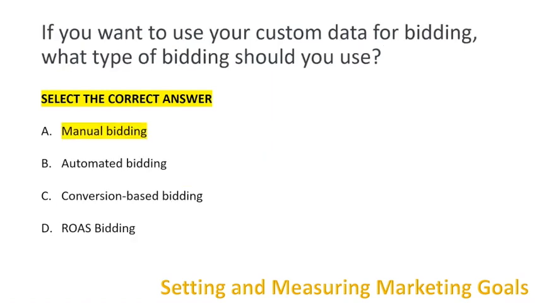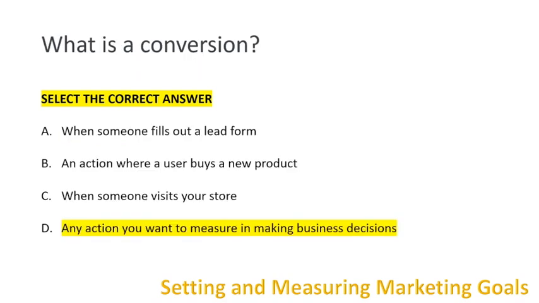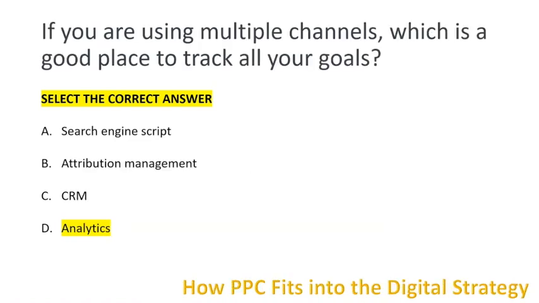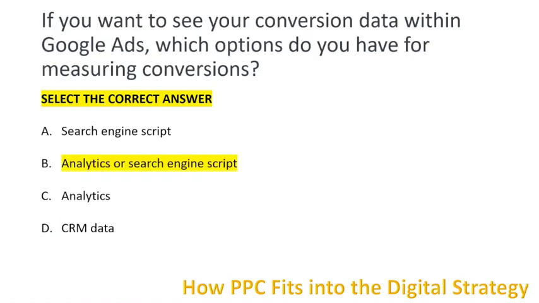If you want to use your custom data for bidding, what type of bidding should you use? A. Manual bidding. What is a conversion? A. Any action you want to measure in making business decisions. If you are using multiple channels, which is a good place to track all your goals? A. Analytics. If you want to see your conversion data within Google Ads, which options do you have for measuring conversions?